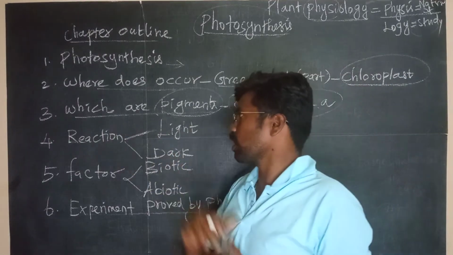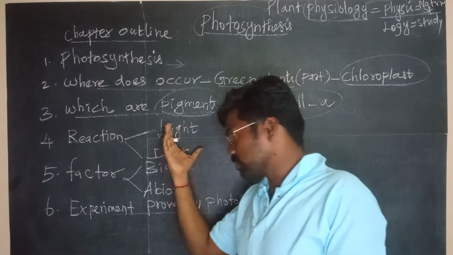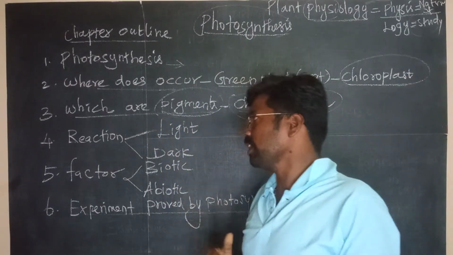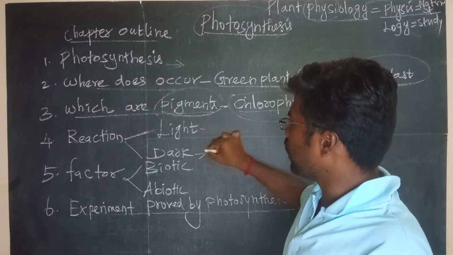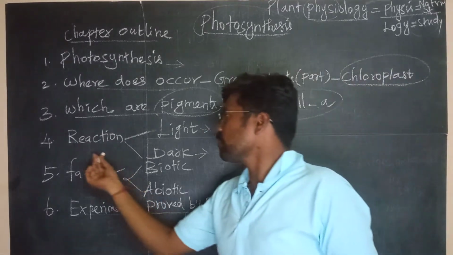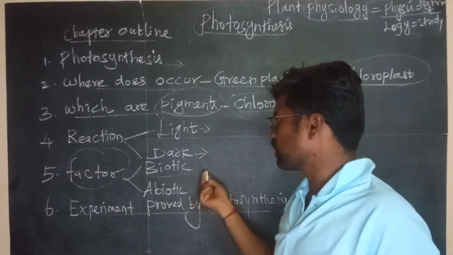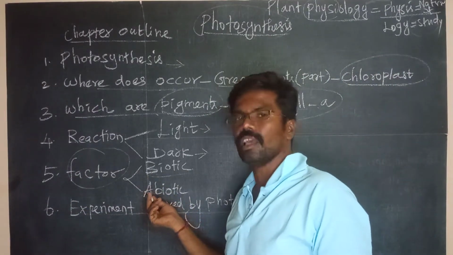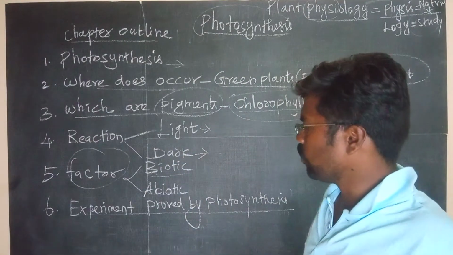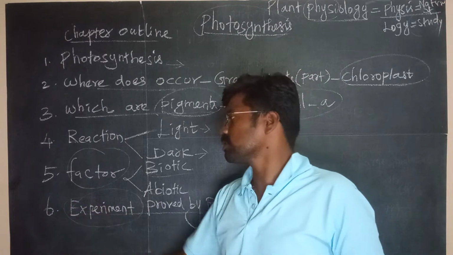Now, what is the reaction? Which reactions occur as photosynthesis is done? The light reaction, which is essential for life. These are the reactions that happen in the region of the chloroplast. Now, what are the factors that determine photosynthesis? Generally, the biotic factors and the abiotic factors.